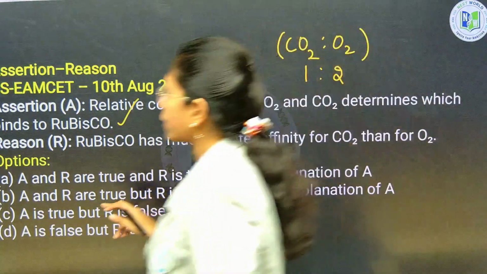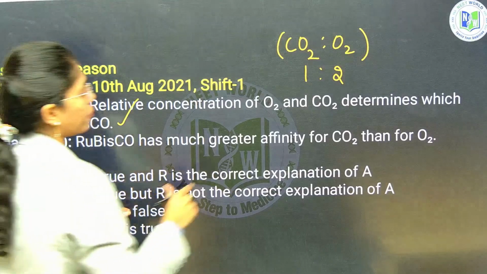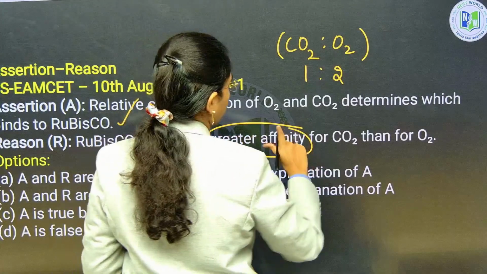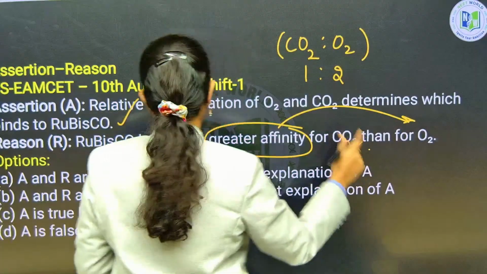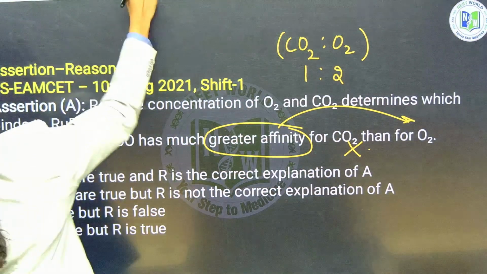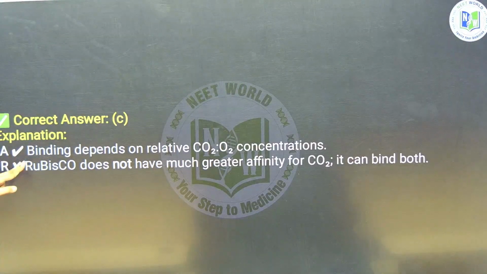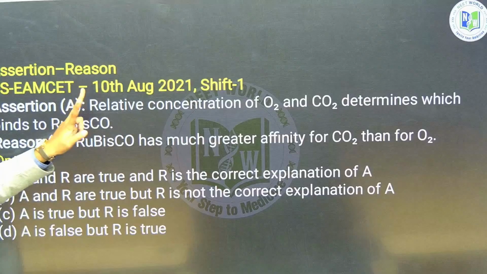Is that correct? Rubisco has greater affinity for oxygen, not for carbon dioxide. So, here A is true and R is false. Rubisco does not have greater affinity for carbon dioxide, it can bind to both, as we have just discussed with the 1:1 ratio.